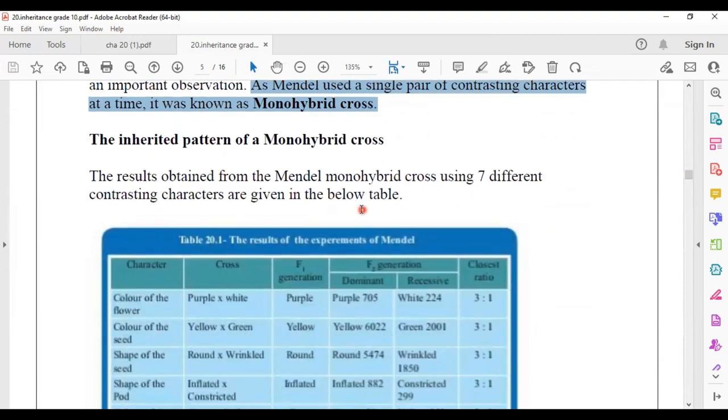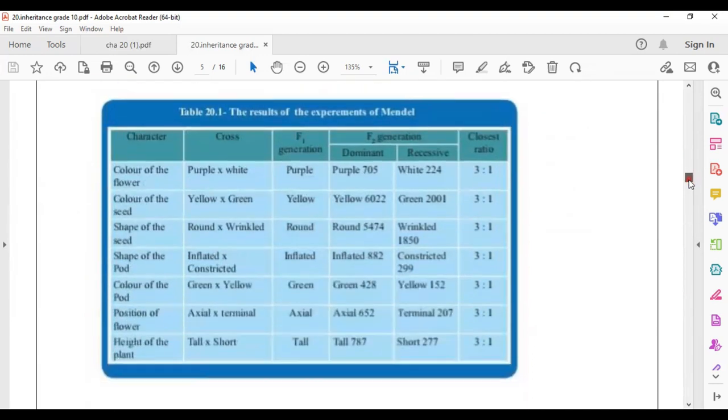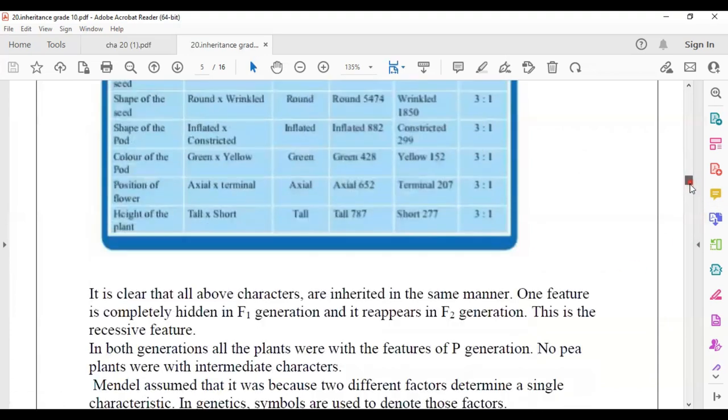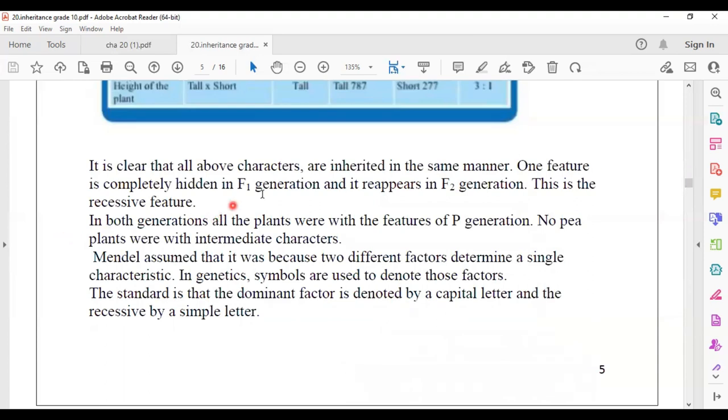The results obtained from Mendel's monohybrid cross using 7 different characters are there, as I show you. Always, for all the characters, the ratio is 3 to 1. We'll see how he took that. It is clear that all the above characters are inherited in the same manner. One feature is completely hidden in the F1 generation and it reappears in the F2 generation again. In all these monohybrid crosses, it is like that short and tall feature. And that feature is the recessive feature.